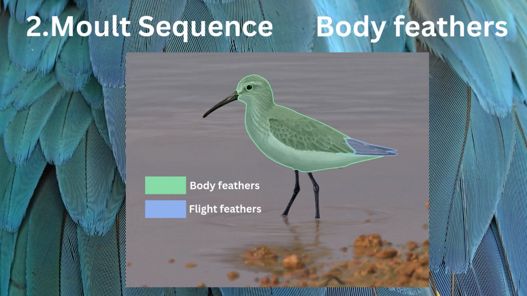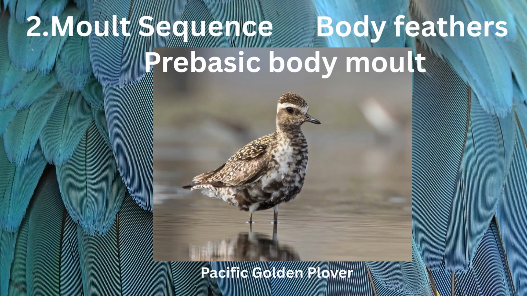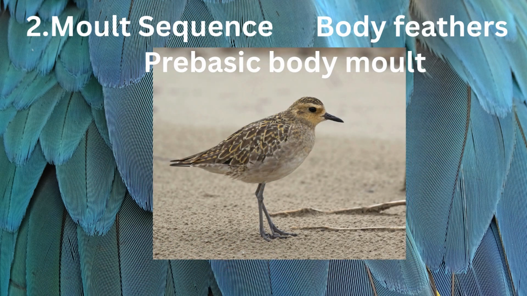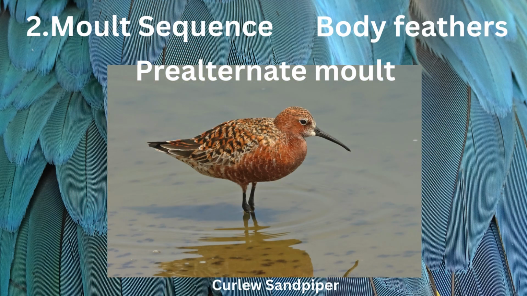Molt sequence of body feathers is hard to track, since the feathers are mostly small. Pre-basic body molt often begins with the head, and then the mantle and scapulars, followed by the breast, and ending with the rump, flanks and vent. Pre-alternate molt is more rapid than pre-basic molt because it does not involve the replacement of any of the large flight feathers. Normally, the last feathers to be replaced in pre-alternate molt are the scapulars and a variable number of coverts.